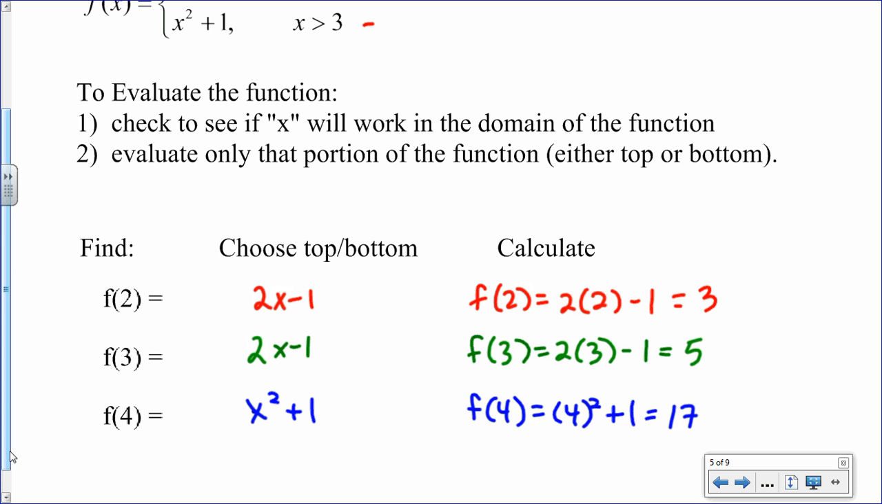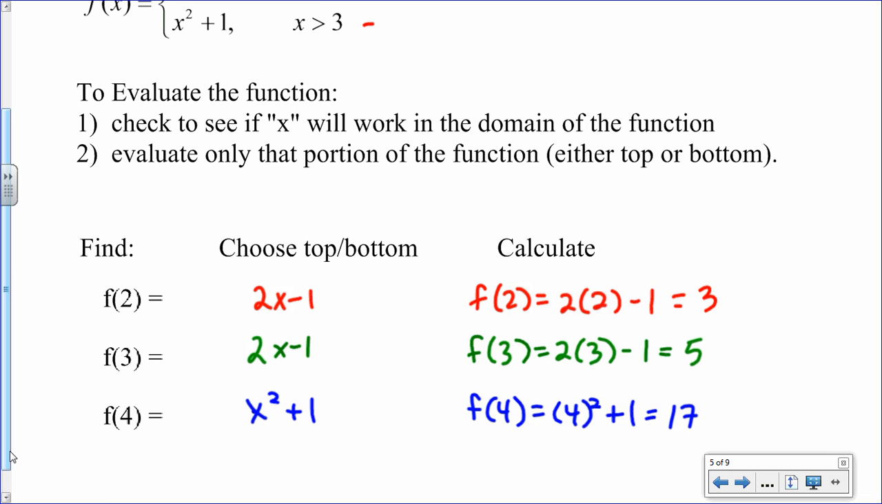So that's all we're doing with piecewise functions in this section. Deciding which one to use and plugging it in, just like we plugged in with just one function. Okay, questions about that? Everybody see how to use top or bottom? How we know?